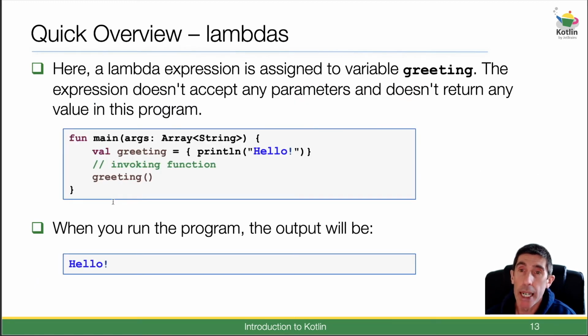Just to look at some little examples. Here, a lambda expression is assigned to a variable greeting. The expression doesn't accept any parameters and doesn't return any value in this program. It's very simple: val greeting, and our lambda expression inside the curly brackets, just one function call, println, which prints hello. It's assigned to our variable greeting, but we can invoke that like we would invoke a function. So we can say greeting with the brackets, and when you run it, you just get hello.